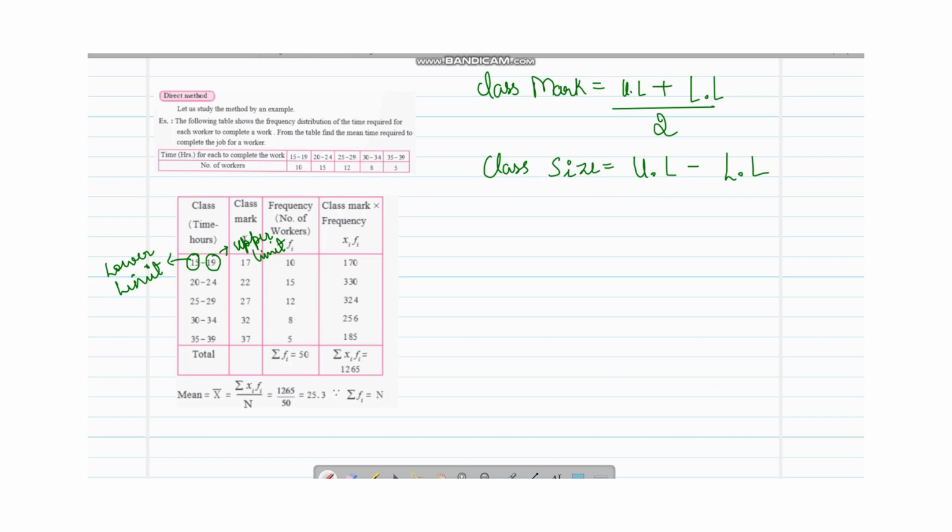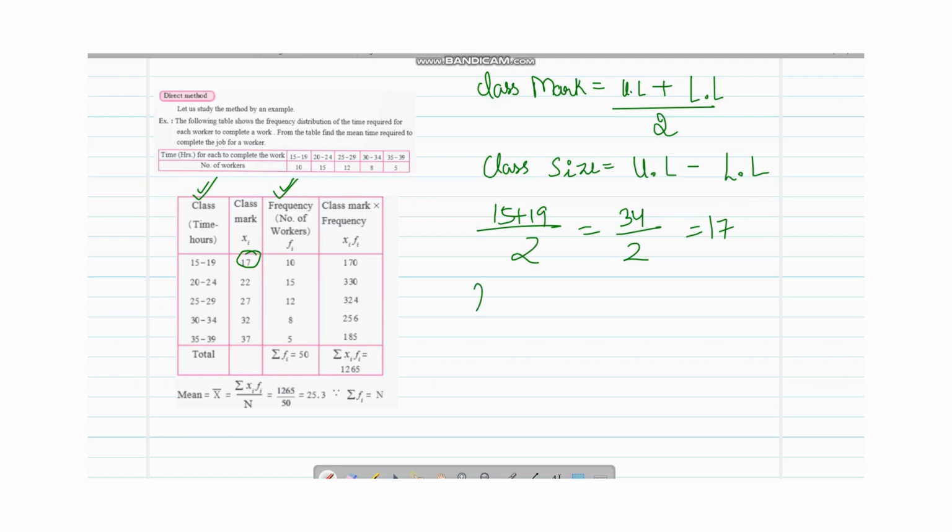Okay. Now, moving further to the table. This is your class mark, frequency. You are going to write this. So, in this, the class is given in the question. Frequency is also given in the question. You have to find the class mark and then class mark multiplied by frequency. Okay. So class mark: 15 plus 19 divided by 2. 15 plus 19 is 34, divided by 2 is 17. So 17 is your class mark of class 15 to 19.